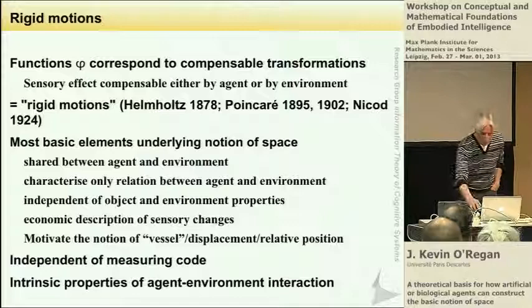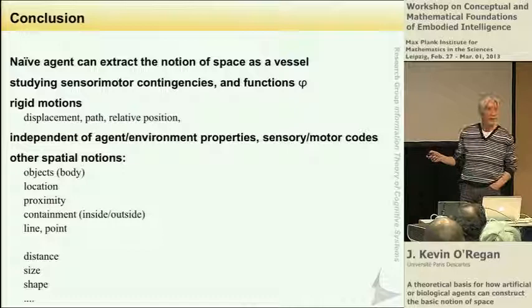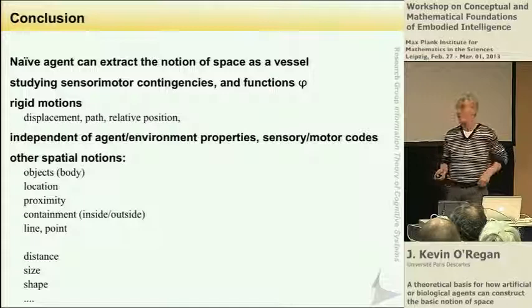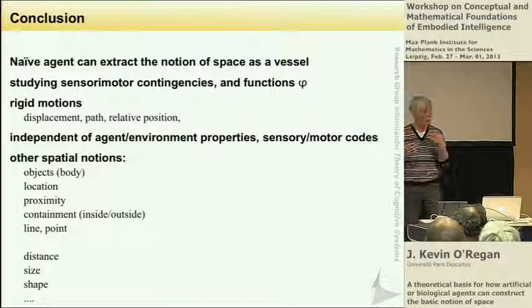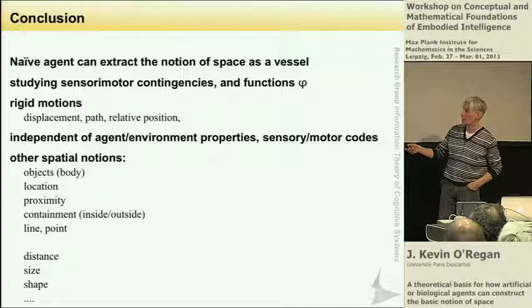So in conclusion, I've shown how a naive agent can extract the notion of space as a vessel. The method it uses is to study the sensory motor contingencies and the functions phi that link them together. It has essentially deduced the notion of rigid motion, which is related to the notion of displacement, path, relative position. It allows these concepts to emerge from the sensory motor blooming, buzzing confusion. It's independent of the agent, of the environment properties, and it's independent of sensory and motor codes.